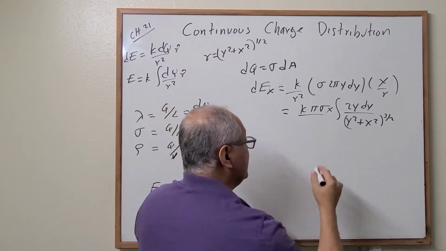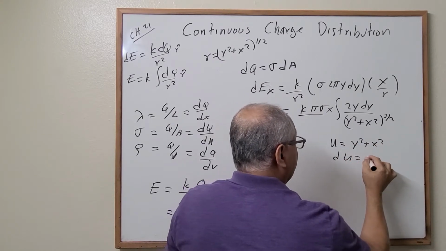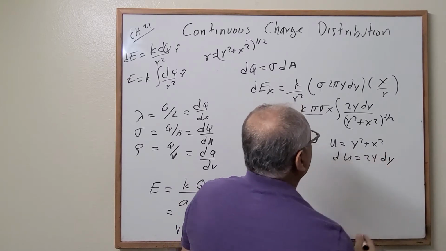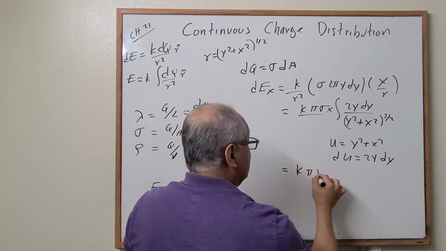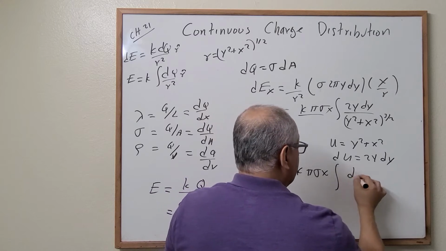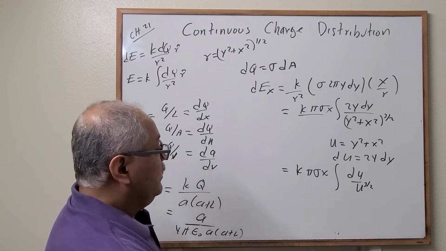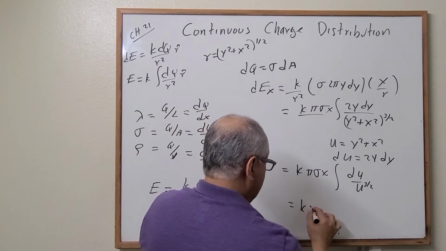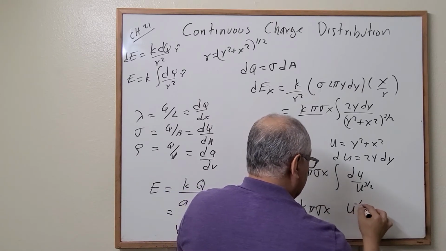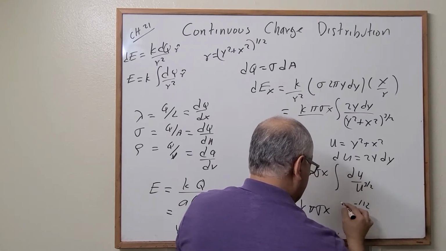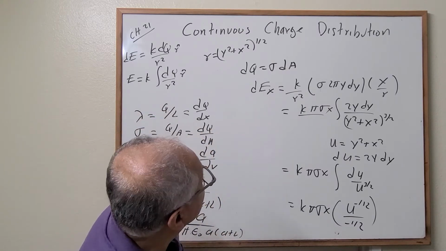Let's use substitution. Let's take u equal to y squared plus x squared. What should du be? It's going to be 2y dy, which is the same as that one. So this equals then k pi sigma x, integral of du over u to the 3/2. Correct, and then this is equal to k pi sigma x times u to the negative 1/2, 2 divided by negative 1/2. Perfect, and then what do we have?